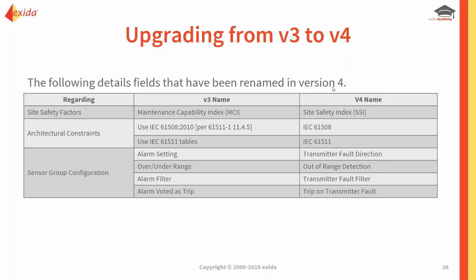Wanted to get away from the word alarm because per alarm rationalization, an alarm is a notification to the user. I'm not sure if the word notification is correct here, but a notification to the user where he needs to take an action. And this may not necessarily be an action to be taken by the user himself. Over range and under range has been updated to out of range detection. The alarm filter and alarm voted as trip have been updated to transmitter fault filter and trip on transmitter fault. So those are just some name changes, but the functionality behind them has not changed.